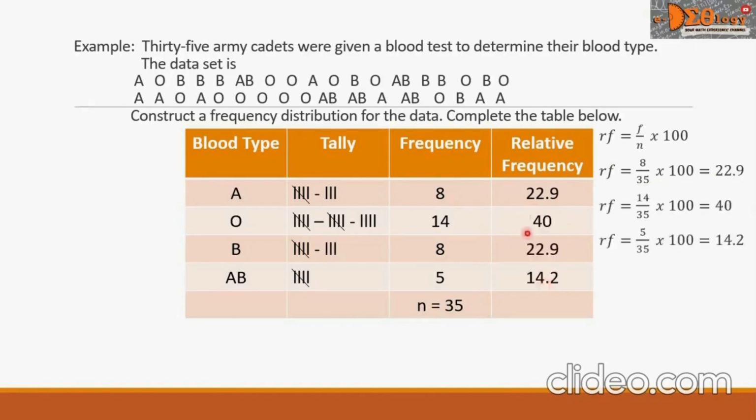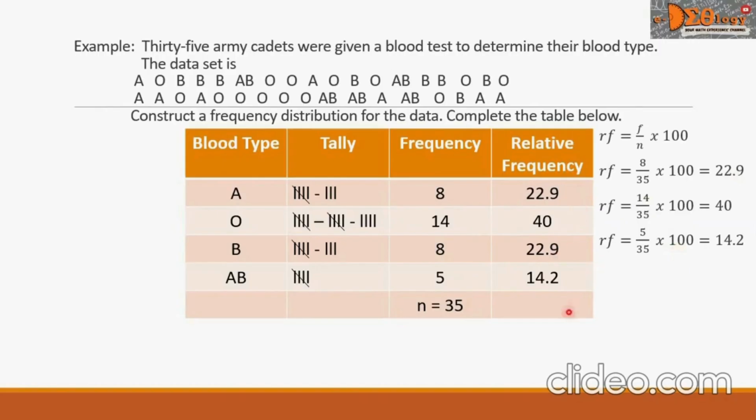So we have this number 40. It comes from 14 divided by 35 times 100. This 22.9 here is the same with our relative frequency of the blood type A because they have the same frequency. So we use the same computation. Now, the 14.2 comes when we have this 5 divided by 35 times 100.